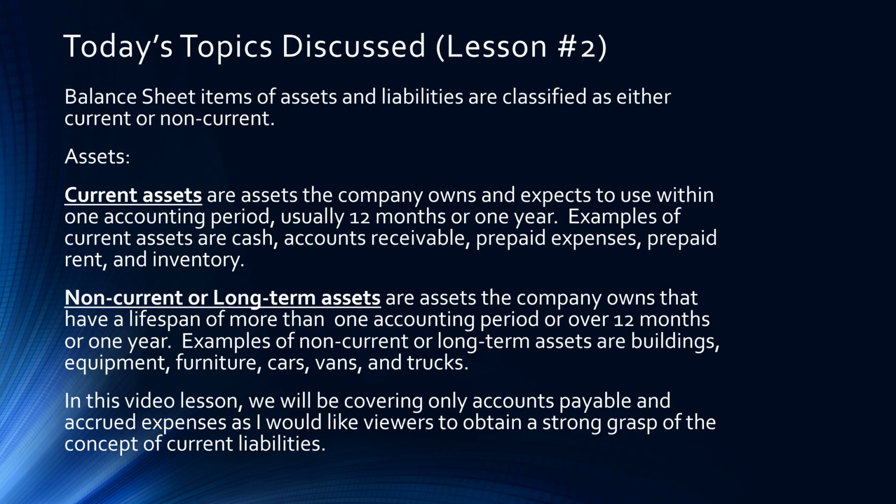Non-current or long-term assets are assets the company owns that have a lifespan of more than one accounting period, or over 12 months or a year. Some examples of non-current or long-term assets are buildings, equipment, furniture, and various types of vehicles.